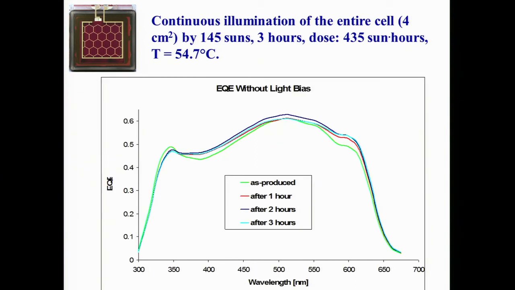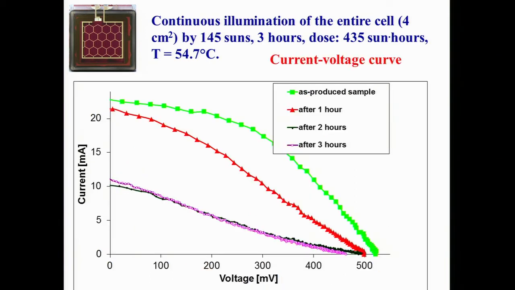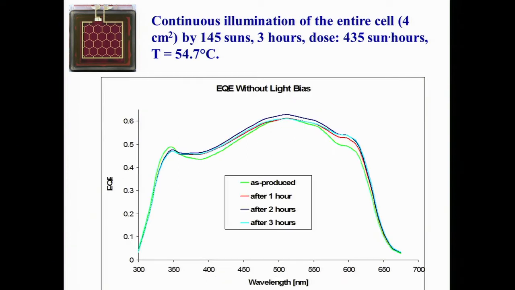But this speculation was confirmed by the measurement of external quantum efficiency. When you measure external quantum efficiency, you get the same result as the as-produced cell: no degradation at all. How is it possible? A 2 times degradation of short-circuit current and no degradation of external quantum efficiency. The explanation is that there is no degradation of photocurrent, it's just the effect of series resistance, because the external quantum efficiency was measured without light bias.